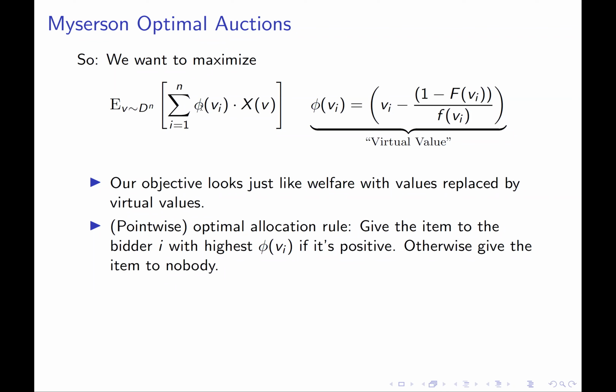The allocation rule that's going to maximize this virtual welfare function pointwise is the one that gives the item to the bidder who has the largest virtual value if it's positive. And if nobody has a positive virtual value, if everybody's virtual value is negative, then I actually won't give the item to anybody. I'll just hold on to the item.